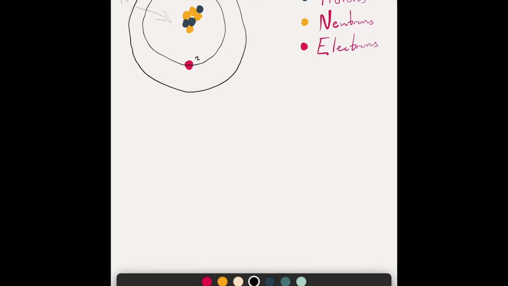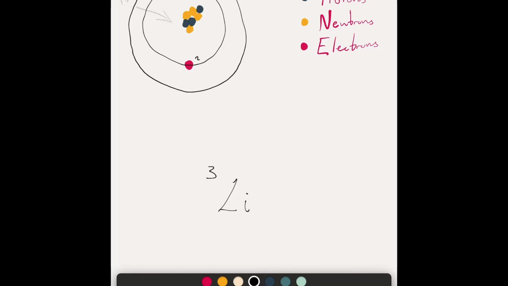The answer to that is what we call the 2-8-8 rule. So the first thing that we need to do is work out how many electrons we are going to have in the atom in total. So for lithium, like I said, lithium looks like this, and it has an atomic number of 3. Hopefully you can find lithium, Li, in your periodic table now.